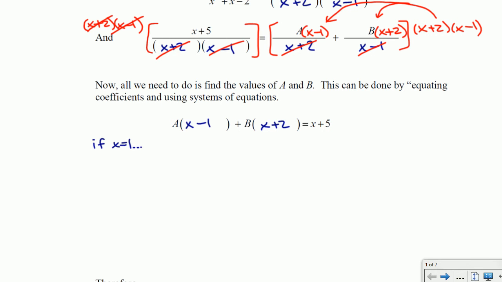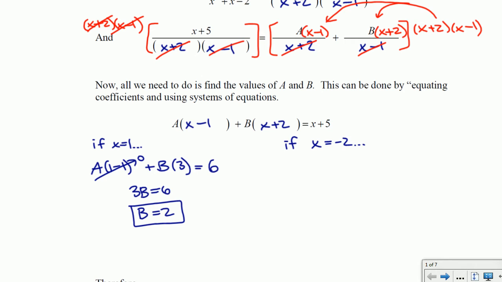Now if x = 1, A times (1 − 1) would go away, that'd be 0. And we'd have B times (1 + 2), which is 3, and that equals 1 + 5, which is 6. So we have 3B = 6, and therefore B = 2.